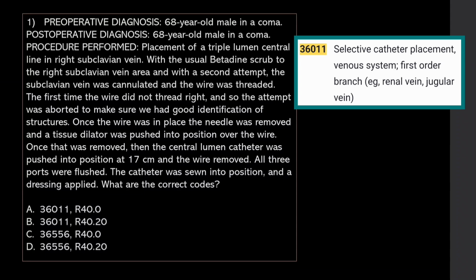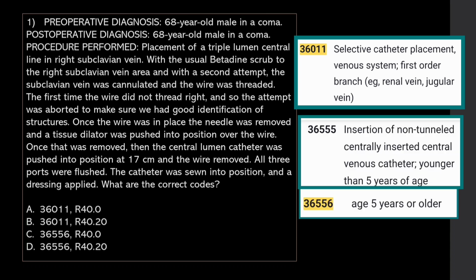And in option C and D, the first code is 36556, which is for insertion of non-tunneled centrally inserted central venous catheter, age 5 years or older. So we have to decide between these two codes, 36011 or 36556. Let us look at the procedure.